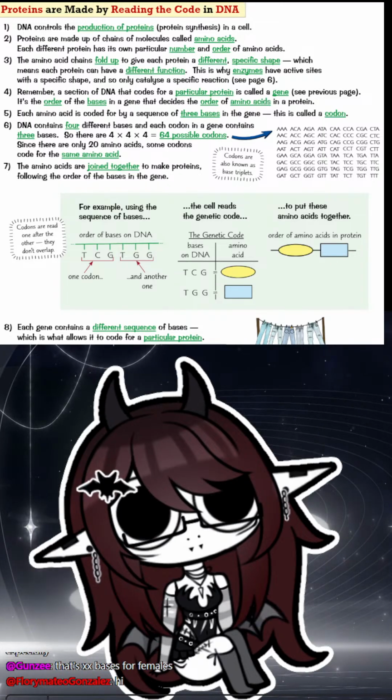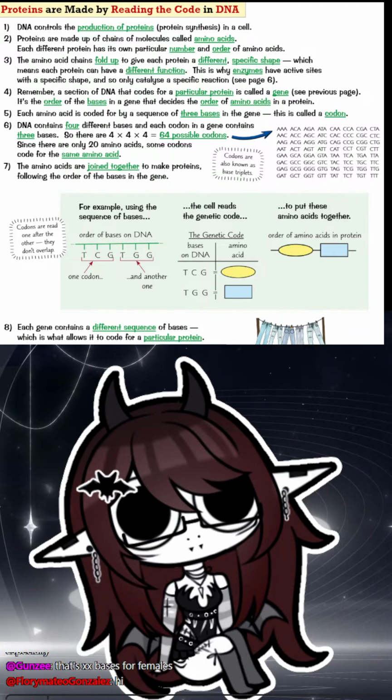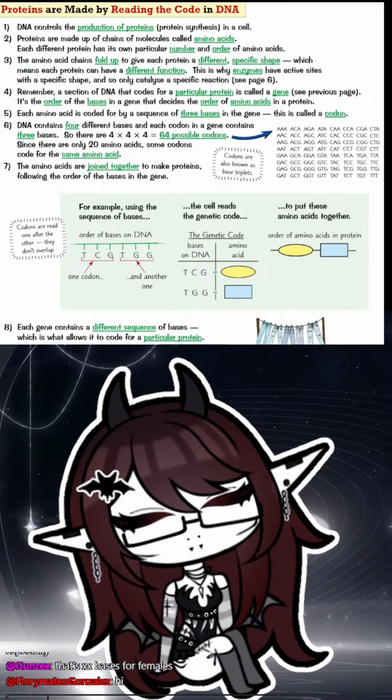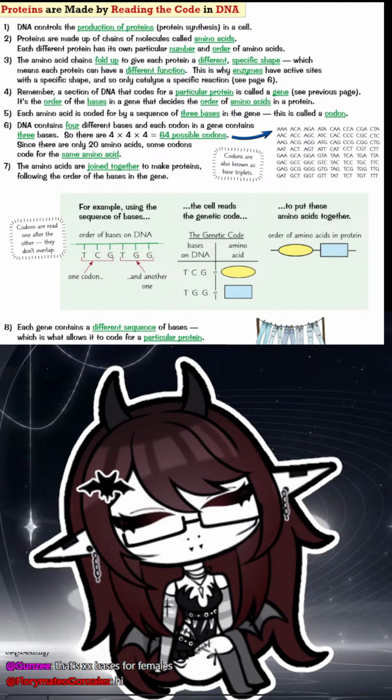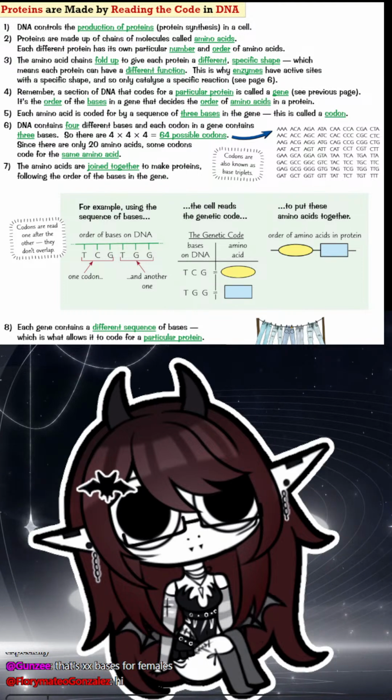And if we remember our bases, we have A and T, and then C and G. Later on, there'll also be a U, but we'll go on to that later. Not now. Anyways, let's continue. Each amino acid is coded for by a sequence of 3 bases in the gene. This is called a codon.